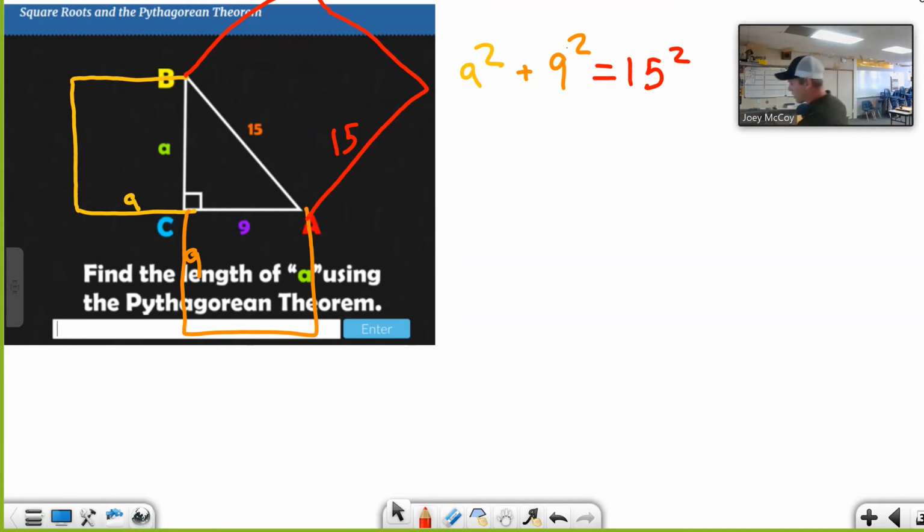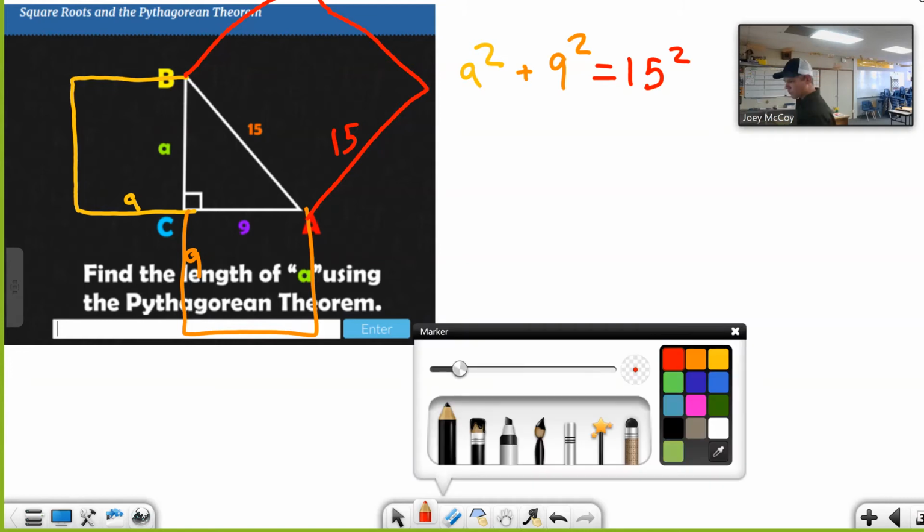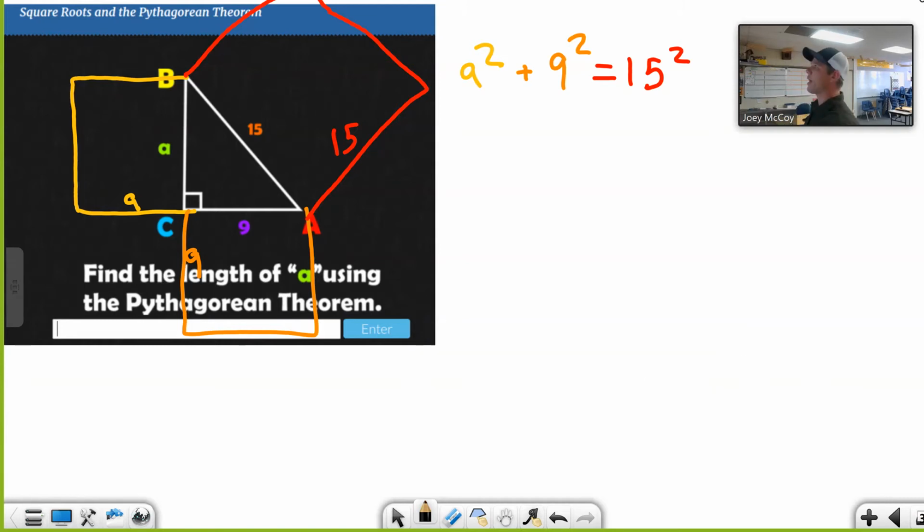Now, I've got a little bit of math that I need to do. So let's go ahead and say a squared, we don't know, so we leave it a squared. 9 squared is 9 times 9 is 81, and that is going to equal 15 squared. 15 times 15 is 225.